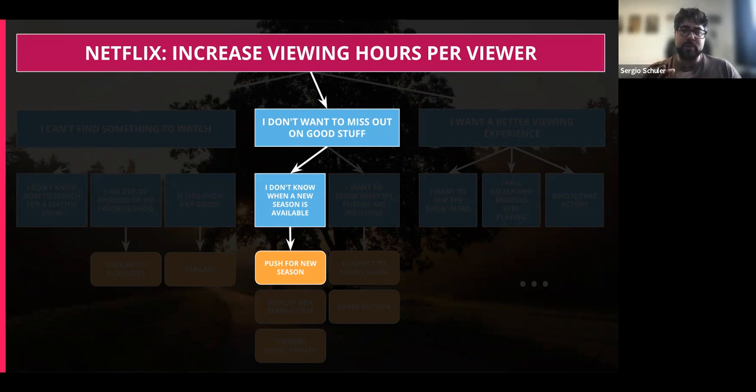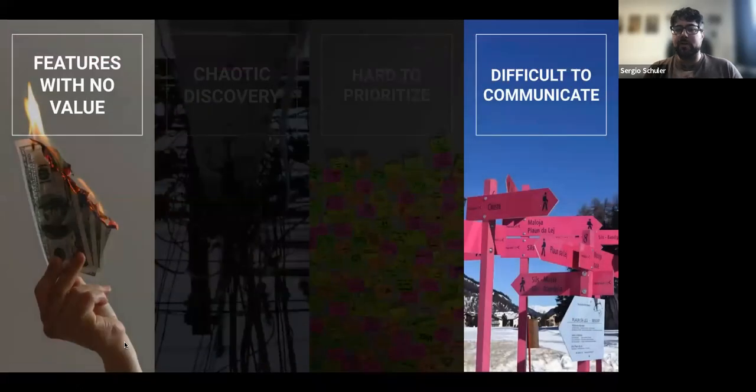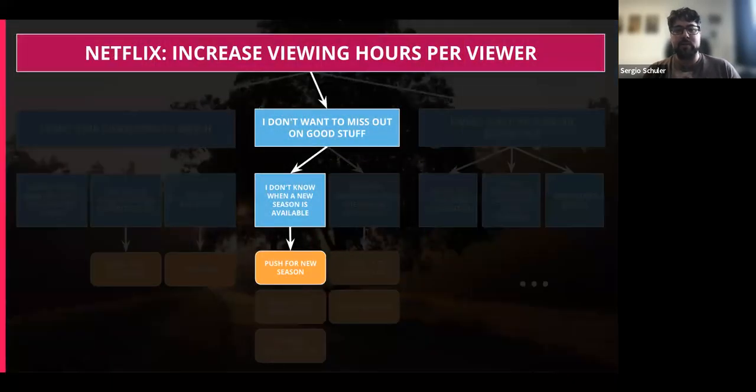Okay, and you decided that, for one reason or another, you want to focus the team effort right now on: I don't want to miss out on good stuff, and I don't know when a new season is available. This is the opportunity, and this is one of the ideas that you are testing. So thinking about features with no value and difficult to communicate, how does this help?